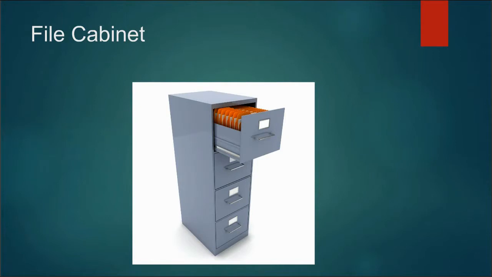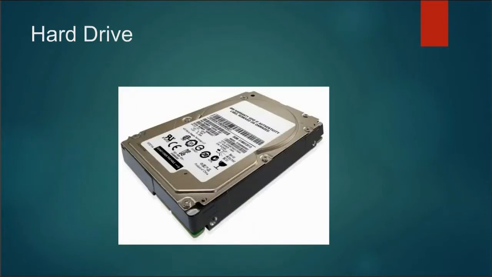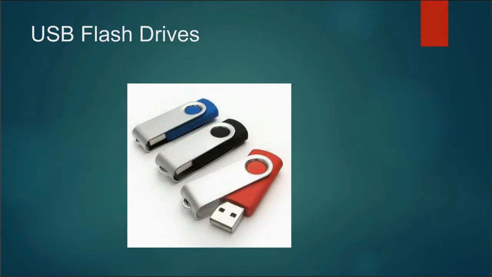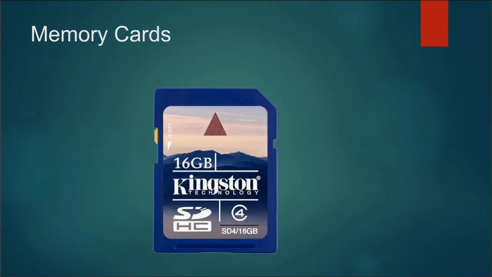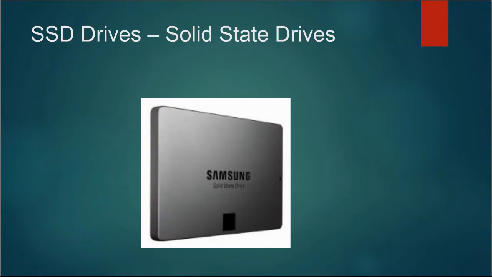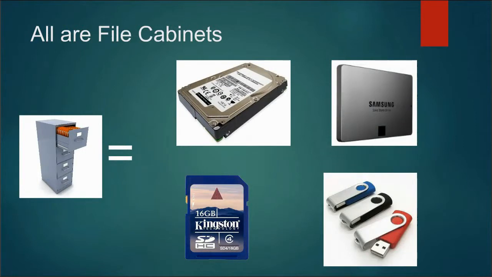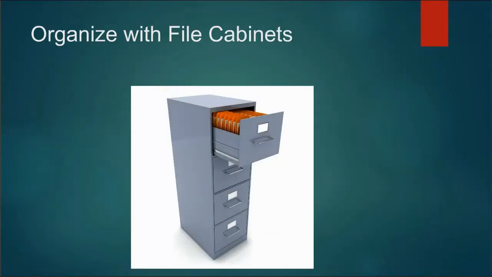Now the file cabinet can be made up of things like your hard drive, USB flash drives, memory cards, SSD or solid state drives, could be an external hard drive of some sort, but they're all file cabinets. All they're doing is storing information. They aren't part of what a lot of people call memory, but some people refer to these pieces as memory because they do remember something, but they're remembering it as a file cabinet would remember something, not as your brain would. So file cabinets are made up of that, and that's what we're going to be talking about today, the file cabinets.